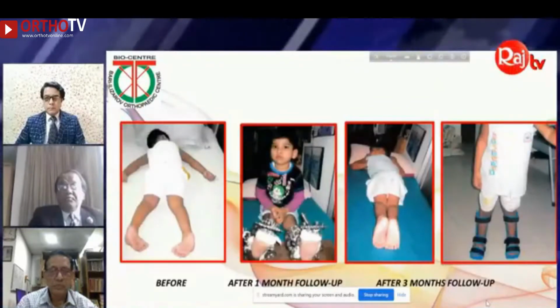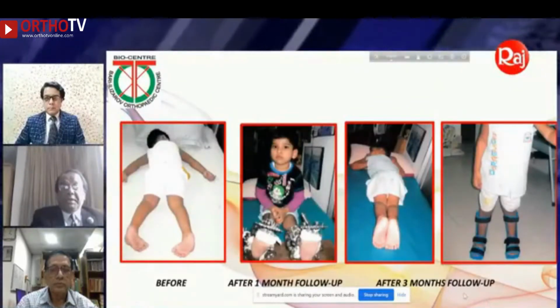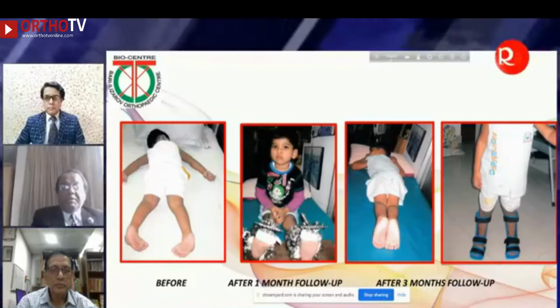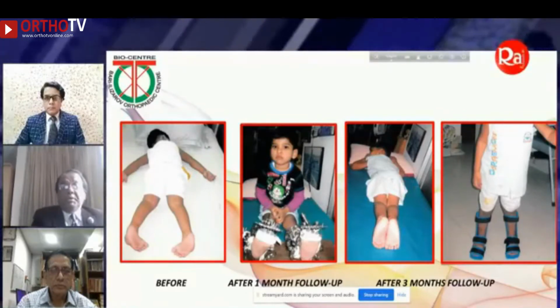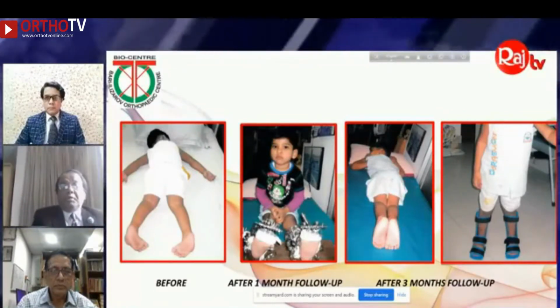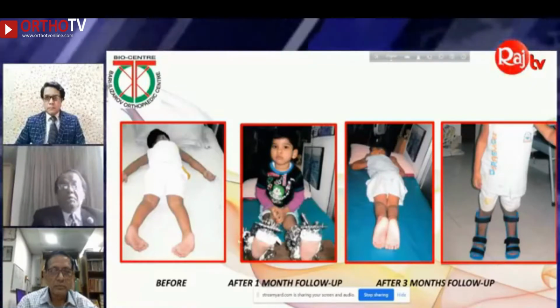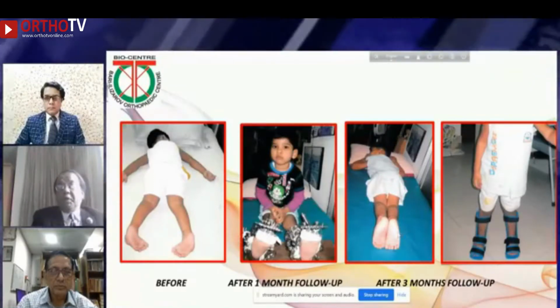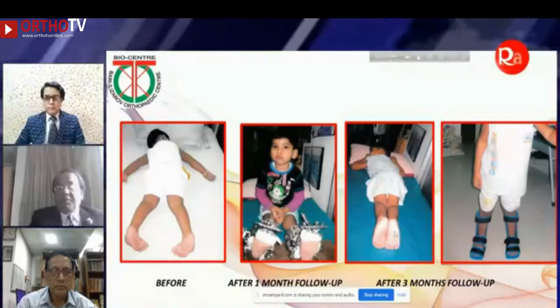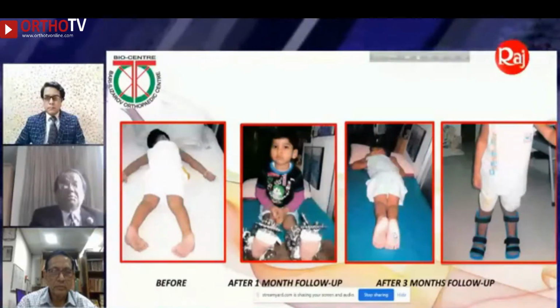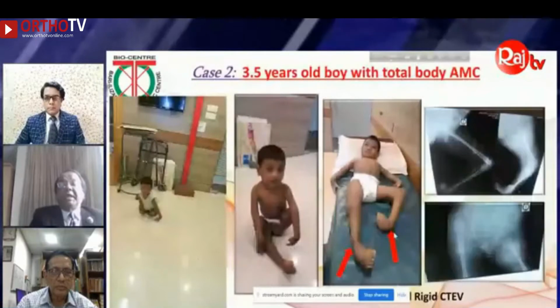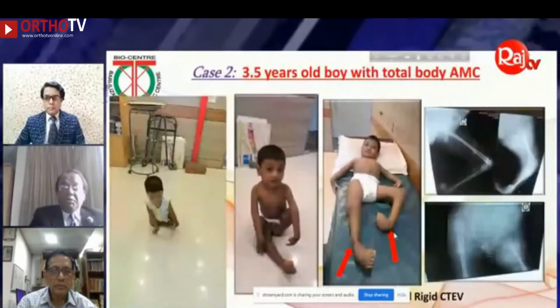And now I'd like to show you some bilateral CTEV, 3 years old, you can see here. Then put the Ilizarov. Look at these. Here we have put wires in the toes to prevent the clawing or contraction of the toes. And now you can see how beautifully corrected only after 3 months at the age of 3.